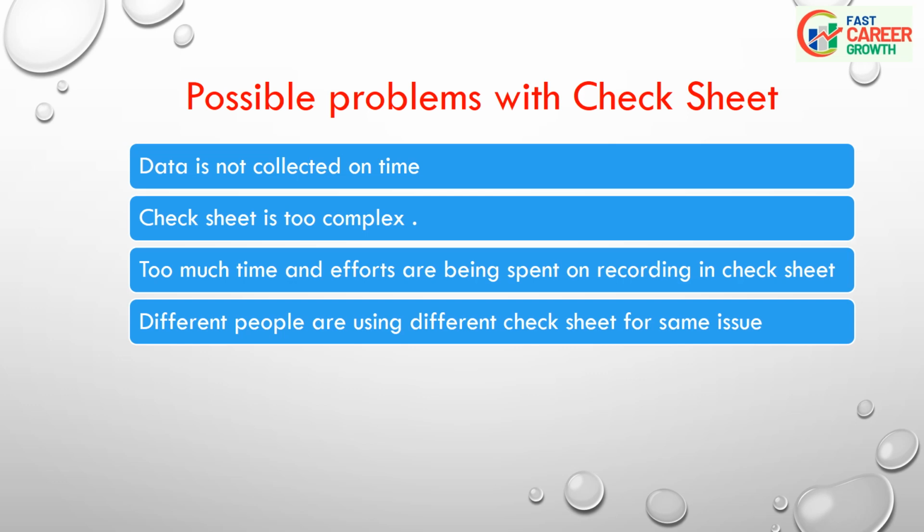To mitigate these problems, organizations should establish clear protocols and standards for check sheet usage, provide adequate training and support to data collectors, and regularly review and refine the check sheets based on user feedback and evolving needs. Effective communication, standardized processes, and continuous improvement efforts can help ensure that check sheets remain a valuable tool for data collection and analysis.